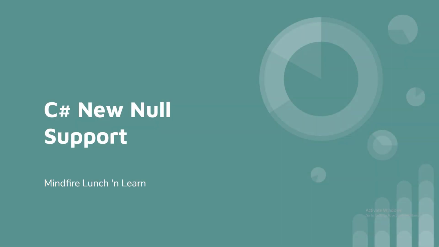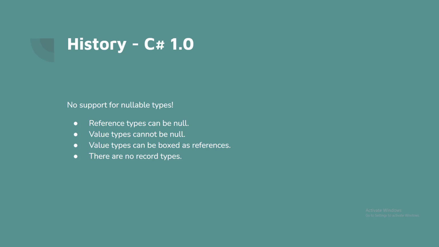C# has had varying support for null and nullable types throughout its history. So I'm just going to have a couple of slides here to go over the history. And starting with 1.0, there was no support for nullable types. There was no such thing.